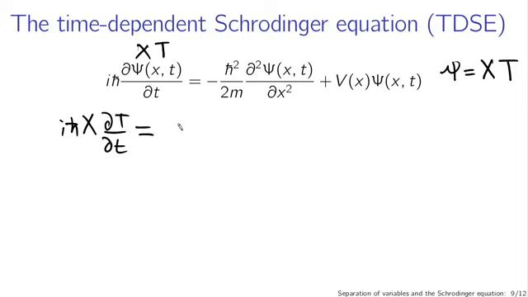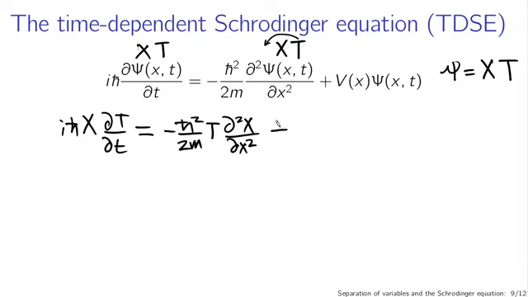This is then going to be equal to minus h bar squared over 2m times the same thing. When I substitute XT in here, the second derivative with respect to position is not going to act on the time part. So I can pull the time part out, T, second derivative of big X with respect to position. And substituting in XT here doesn't really do anything. There's no derivatives here, so this is not a particularly interesting term. So we're getting V X T.